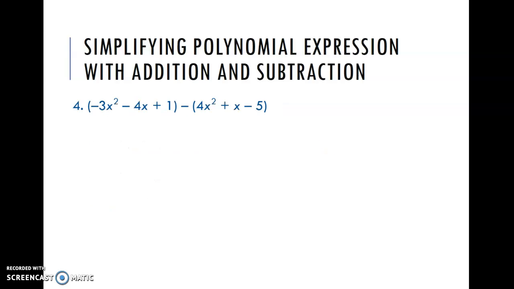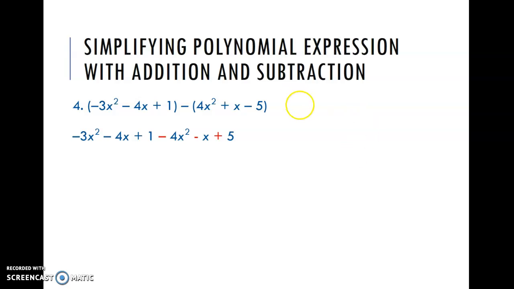Okay, and then on the last one, once again, I have 6 terms. I have 2 in parentheses. I need to take the negative and distribute it to the second set of parentheses. So that leaves negative 3x squared minus 4x plus 1 minus 4x squared minus x plus 5.